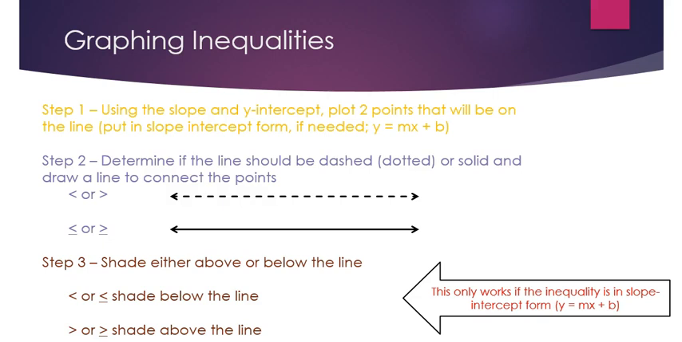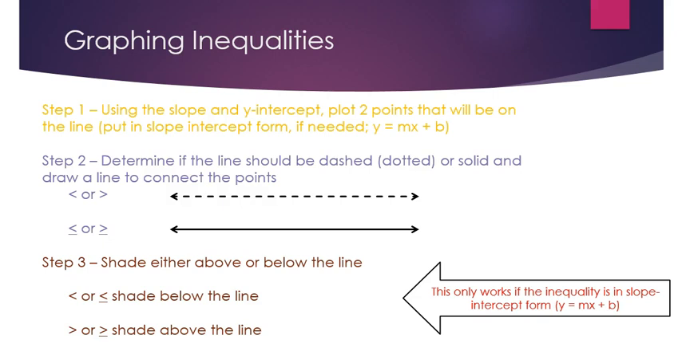So once you have it in slope-intercept form, you're going to identify the slope and you're going to identify the y-intercept, okay? From there, you plot the y-intercept, and then you can use the slope to plot another point, and then you will know those 2 points are going to be on your line. Now, here's where the difference comes in.